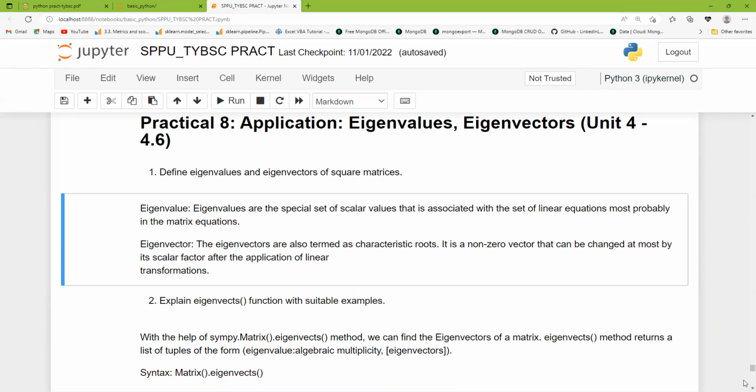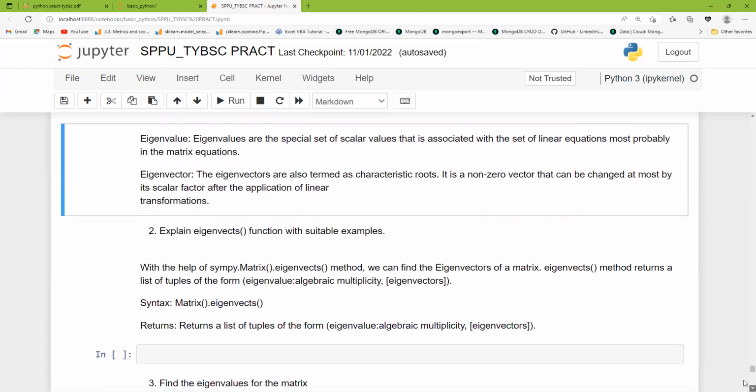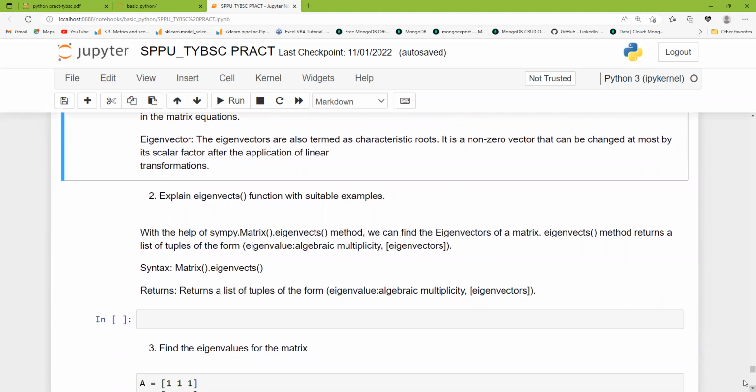This is the first question. It's very simple. Now let us move to the second question: explain the eigenvects function with suitable examples. Now guys, this eigenvects function is in the SymPy library, so we have to explain it.